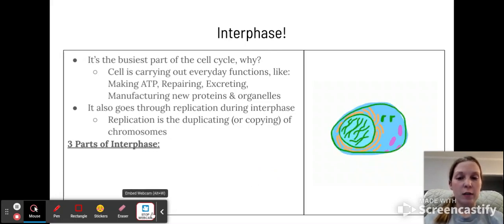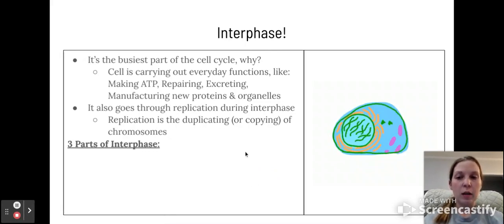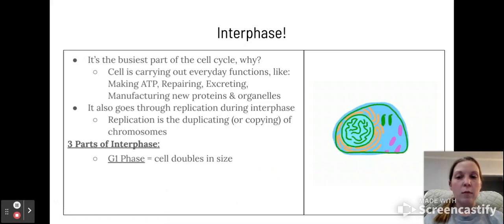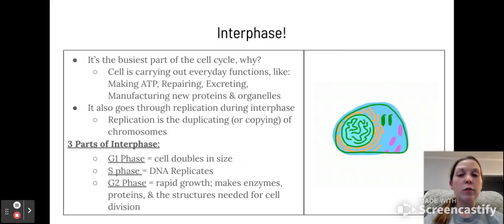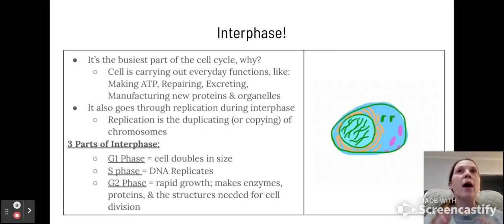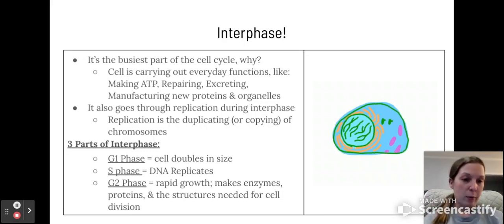There are 3 parts of the interphase itself. G1 phase is where the cell will actually double in size. S phase is where the DNA itself will replicate. And then G2 phase is rapid growth. This is where it makes enzymes, proteins, and structures needed to allow the cells to divide into 2 separate cells. So they have to go through all 3 parts of this before starting mitosis.